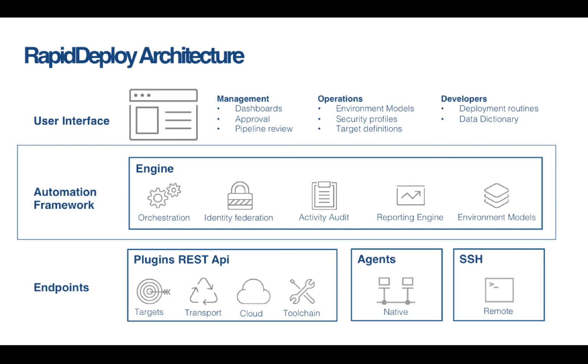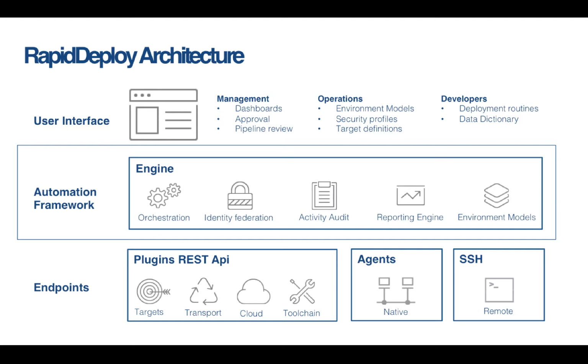We also have a web services interface that you can interact with RapidDeploy with, and a command line interface. And then at the bottom here you can see we've got the plugins box. Now RapidDeploy, all of the functionality really to do deployments is added via plugins. These fall into four main types. There are target plugins, transport plugins, cloud plugins, and toolchain plugins.